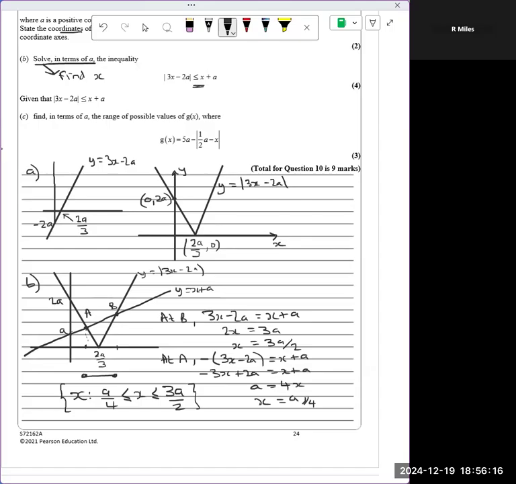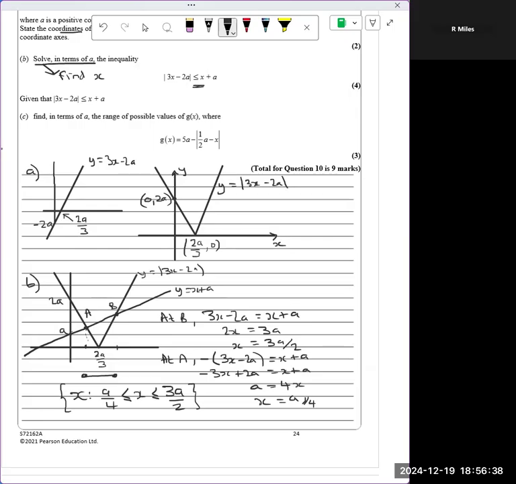So instead of just saying x is between 5 and 6, we're saying x is between a over 4 and 3a over 2. Some people answered it the other way round and found a solution for a in terms of x. That's not what they're after here. So please make sure you understand the language there. So that is the answer to part B.